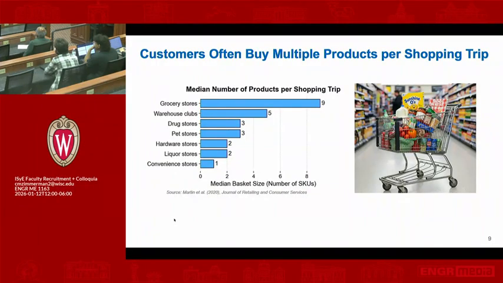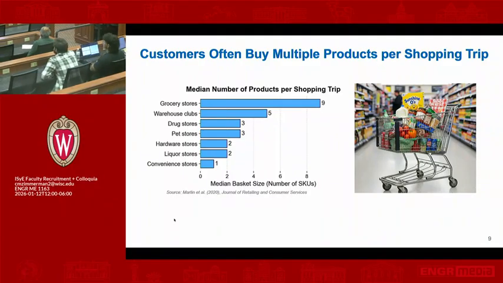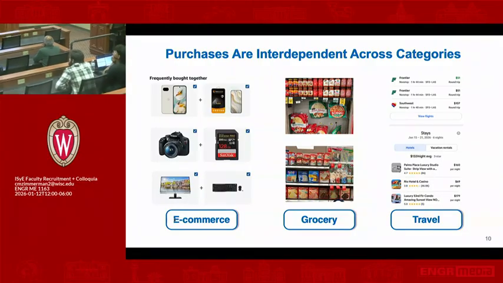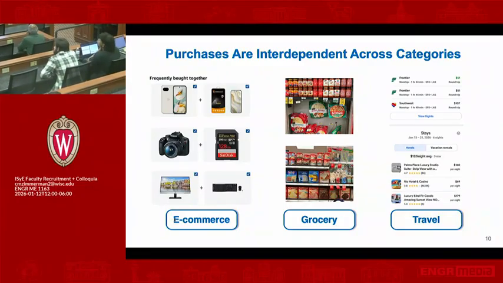And we know that customers often buy multiple products in a single shopping trip, and this figure shows the median number of products in a single shopping trip from a large-scale US market study. And more importantly, those purchases are always interdependent across categories. What you buy in one category will heavily influence the preferences in another category. And we can see some examples in e-commerce, grocery, or even travel booking platforms.